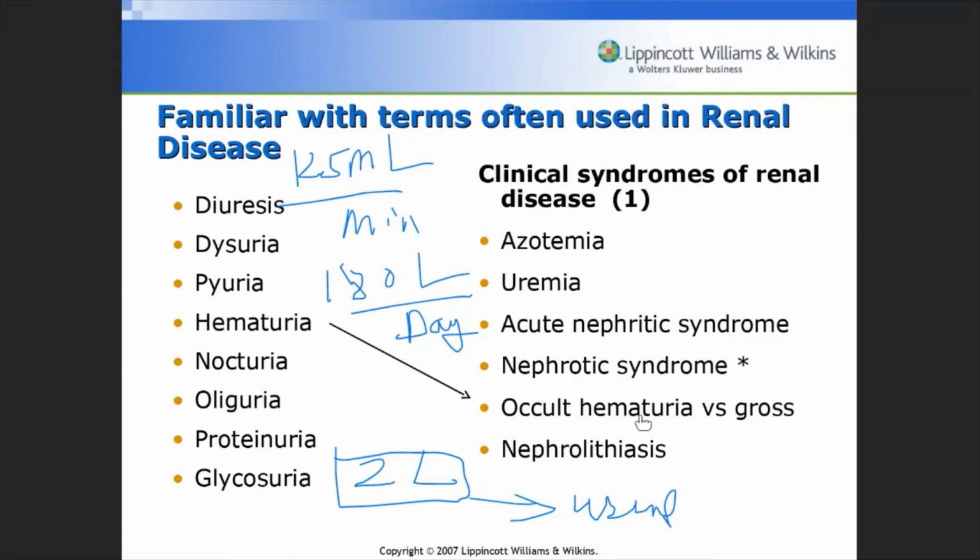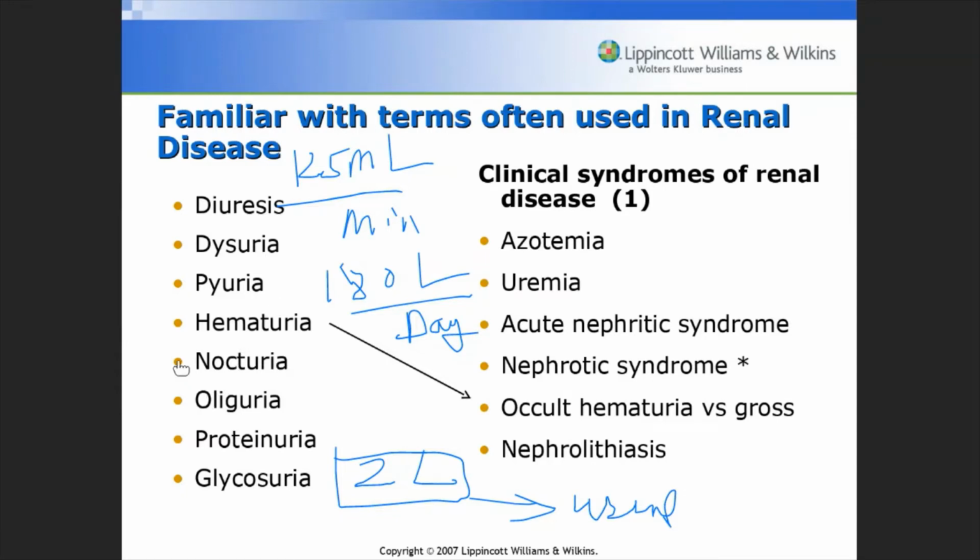Occult hematuria is oftentimes seen in nephritic syndrome. So I will tell you the difference between nephritic and nephrotic syndrome, and that's how to distinguish between different kinds of glomerular nephritis.